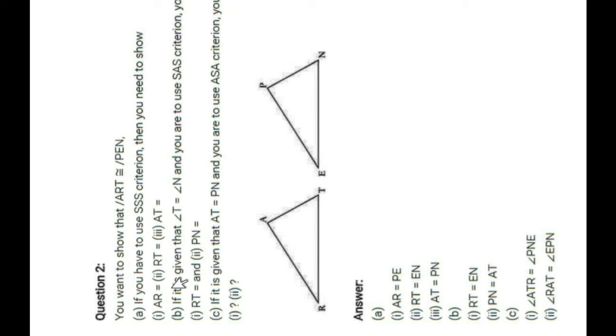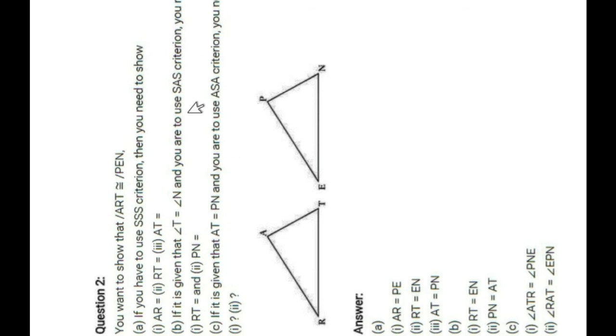Second one, if it is given that angle T equal to angle N and you are to use the SAS criterion, then you need to have SAS, which means side, angle, side: two sides and one angle. So here RT equal to EN, and PN will be equal to AT.